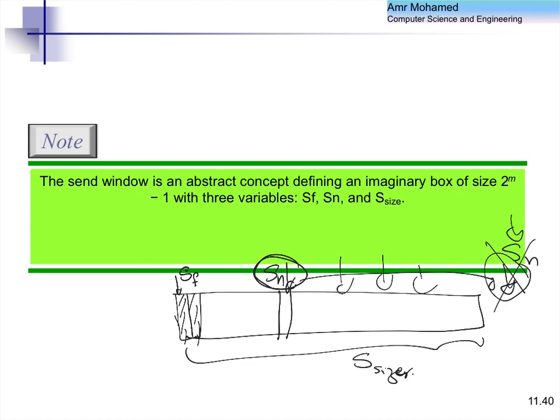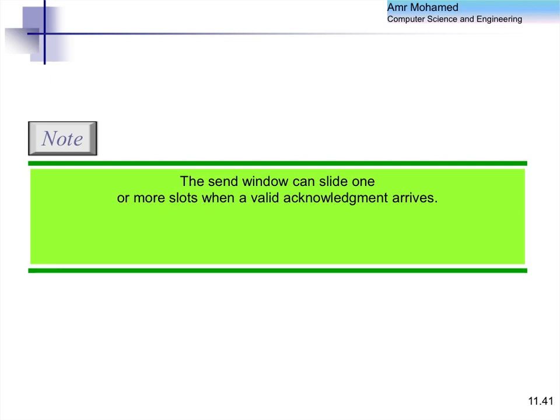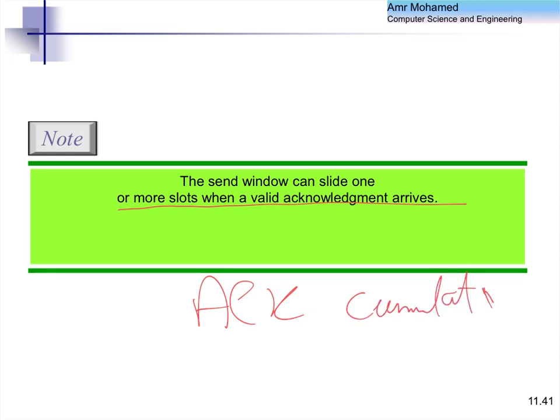So we agree on that. The sender window is characterized by those 3 variables: the SF, the SN, and the size of the window. The sender window can slide more than one slot when a valid acknowledgement arrives. Why? Because acknowledgement is cumulative. This is very important. Acknowledgements for Go-Back-N are always cumulative. And why is this? Because the reception at the receiver side is always in order.